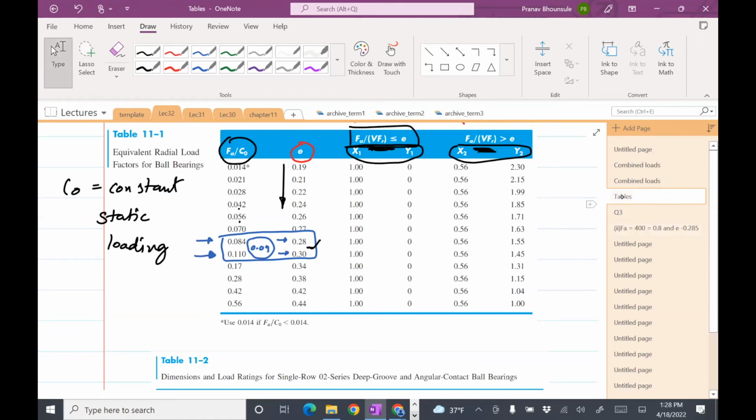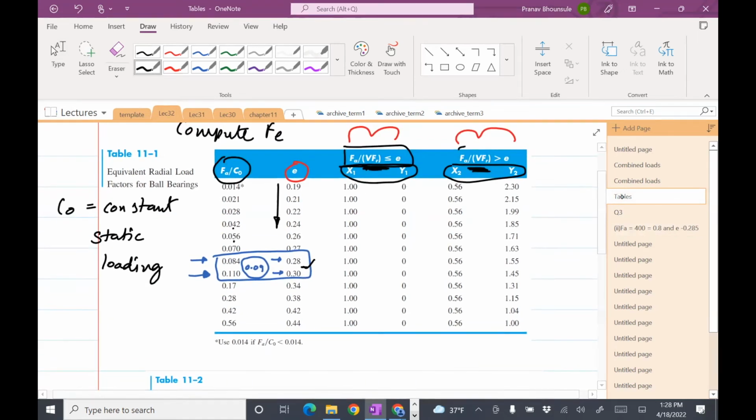So if we go back here, we see that we're in this region. Okay, so we need to use x2, y2, not x1, y1. Moving on, we are interested in these values. Now again, we have the same issue. x2 is the same, 0.56, so there's no problem with that.